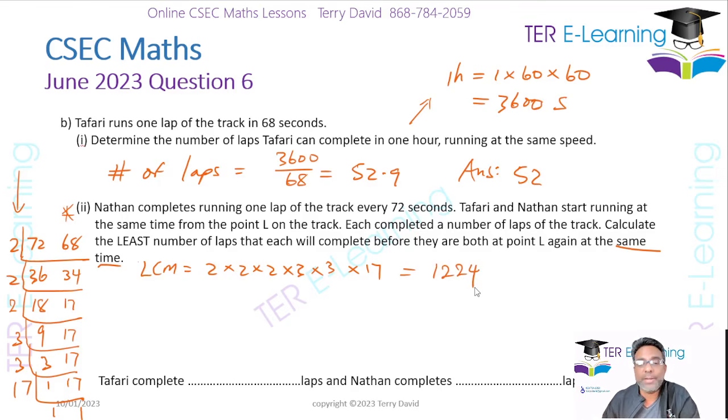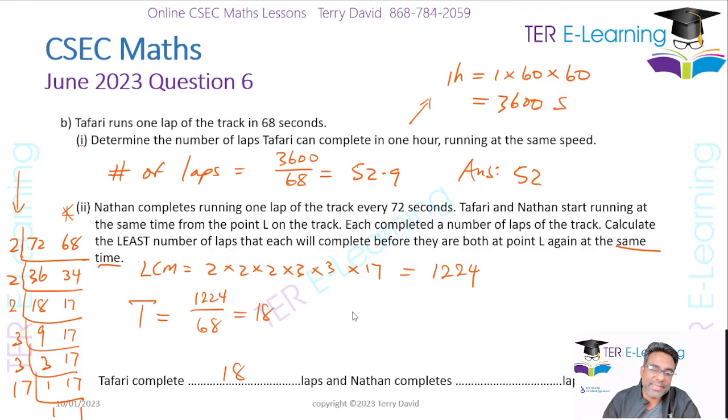So this 1224 actually corresponds to the time at which they're going to reach there at the same time, right? So we need to figure out how many laps Tafari completed. In the case of Tafari, all you need to do is to take 1224 and divide it by the time she takes to complete 1 lap, which is 68. So 1224 divided by 68, you're going to get 18 laps.